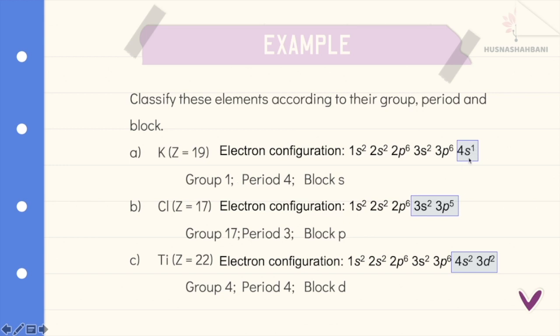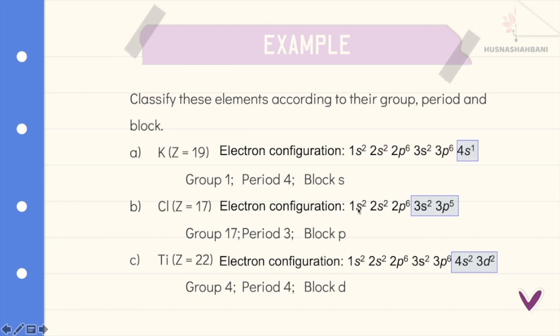Group 1. Period is the n of the valence electron. Our valence electron is in 4s, so our n is 4. So period 4, block s, because the valence electron involves s orbital only. So block s.